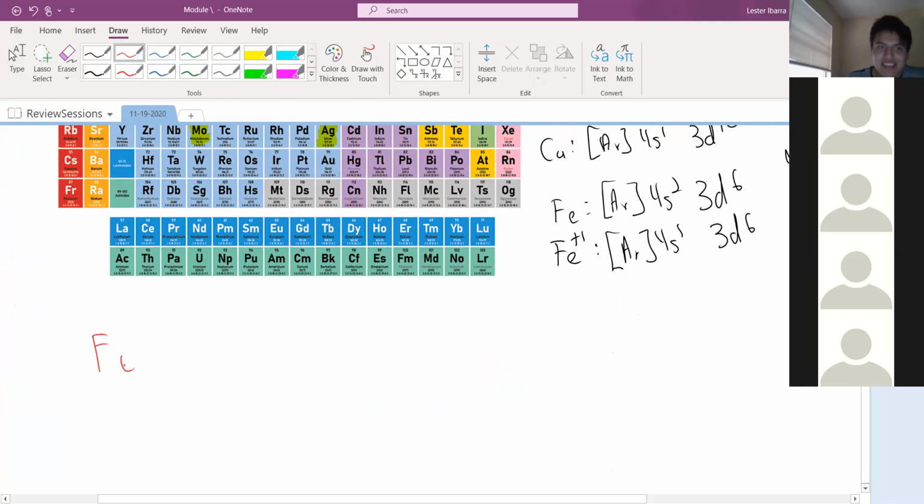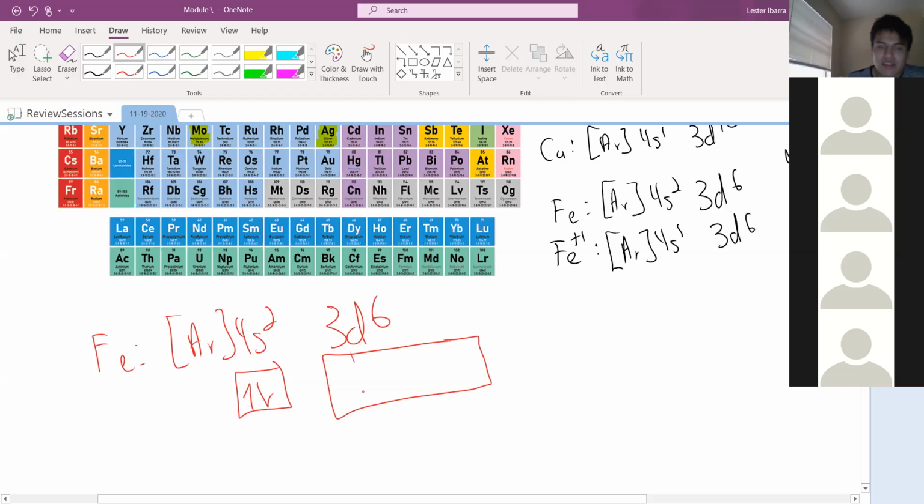iron, it's argon 4s2, 3d6. So if we look at the box diagram, it will look like this: 2, 3, 4, 5. It would have these 4 electrons right here that are unpaired. So that means iron would be paramagnetic. That means it has unpaired electrons.